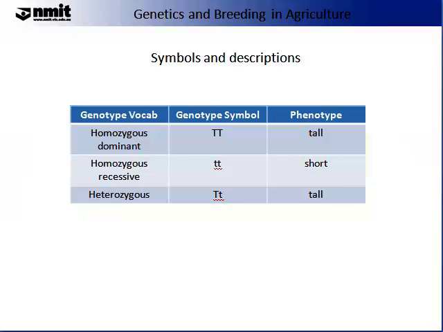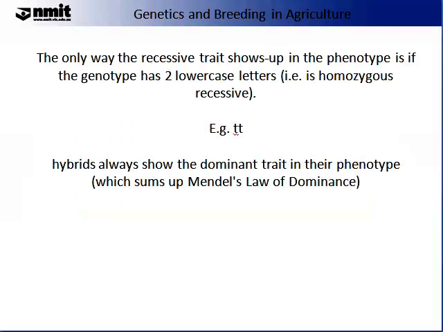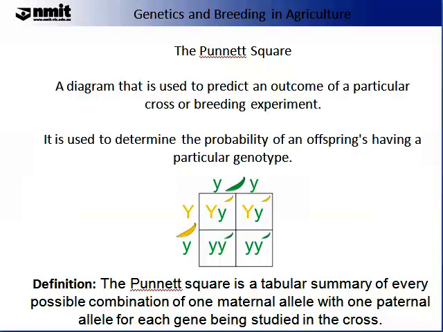You can see the genetic symbols alongside the phenotype that is actually exhibited on the plant. It is worth noting that the only way the recessive trait shows up in the phenotype is if the genotype has two lowercase letters, i.e. it is homozygous recessive. So in the example of our pea plants, there are two lowercase t's. It is also worth noting that hybrids always show the dominant trait in their phenotype, and this sums up Mendel's law of dominance.